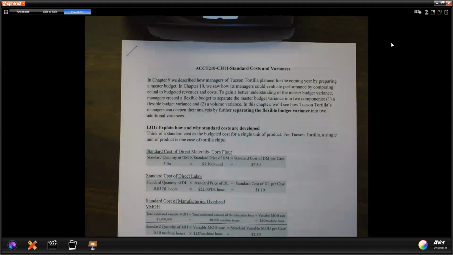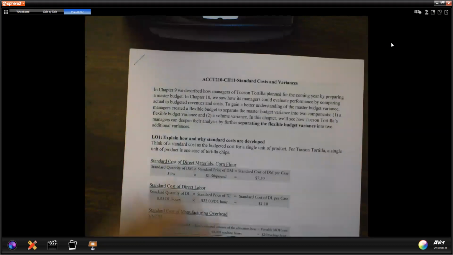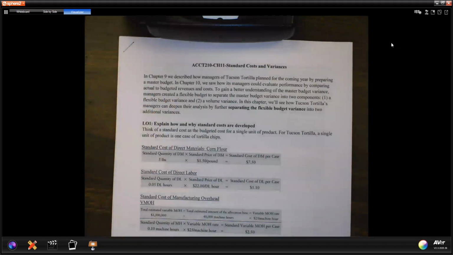So I use this blank handout. I think you already put notes there, but let's just go through this handout together, and then we try to practice some problems together. The first thing you want to know about Chapter 11, what it's about.